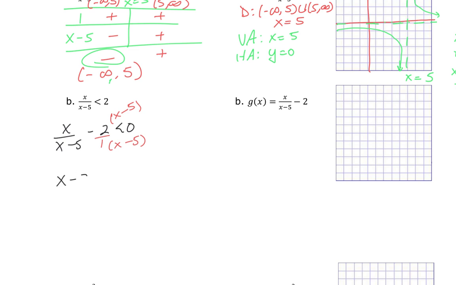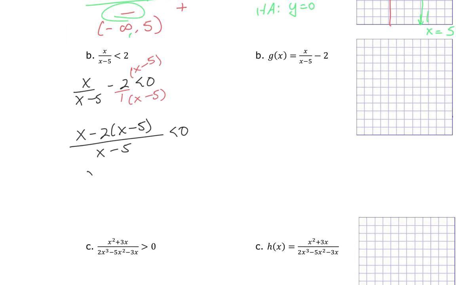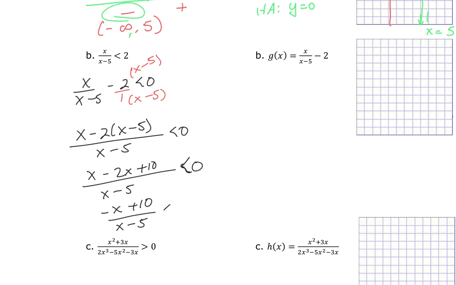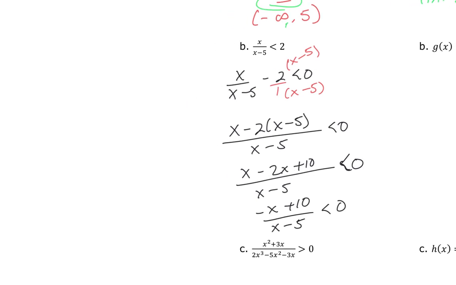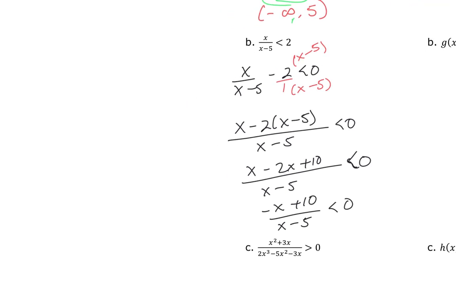Now what I have is x minus 2 multiplied by x minus 5 all over x minus 5 is less than 0. So I have x minus 2x plus 10 over x minus 5 is less than 0. So negative x plus 10 over x minus 5 is less than 0. So I'm going to do my sign chart over here. Give myself some space here. And I'm going to have negative x plus 10. I'm going to have x minus 5.